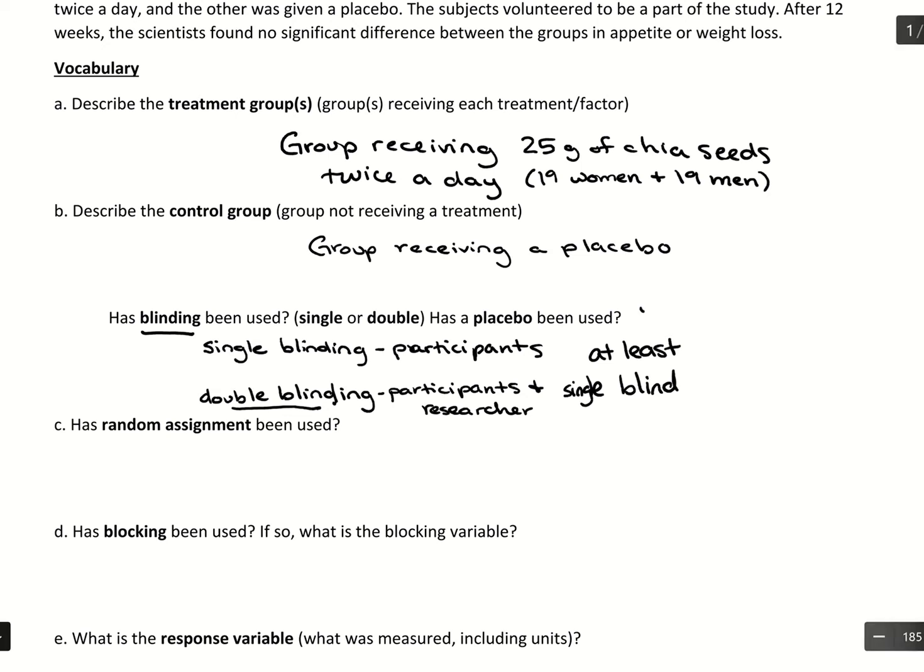And has a placebo been used? Yes. They told us a placebo is being given to the groups. If we didn't have any blinding and we were using a placebo, it kind of defeats the purpose of a placebo. If you have this group taking a placebo and they know, it's not going to let that placebo effect take place.